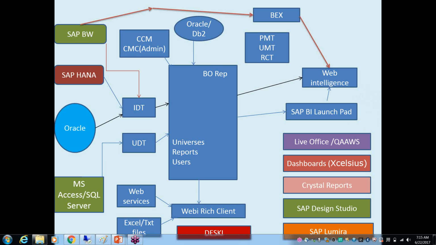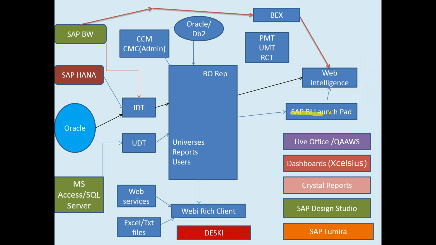Okay. Now, coming here, BA Launchpad is a business object portal. Using this portal, the end user logs into the portal and can access the reports which are available in the repository. BA Launchpad is a BA portal, or you can say the business object portal. Using this portal, the end user can access the reports which are available in the BO server. I will show you quickly how the user is going to access the BA portal.